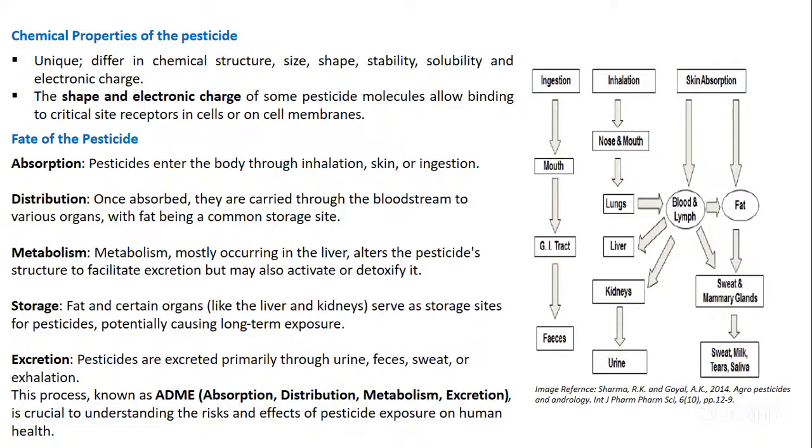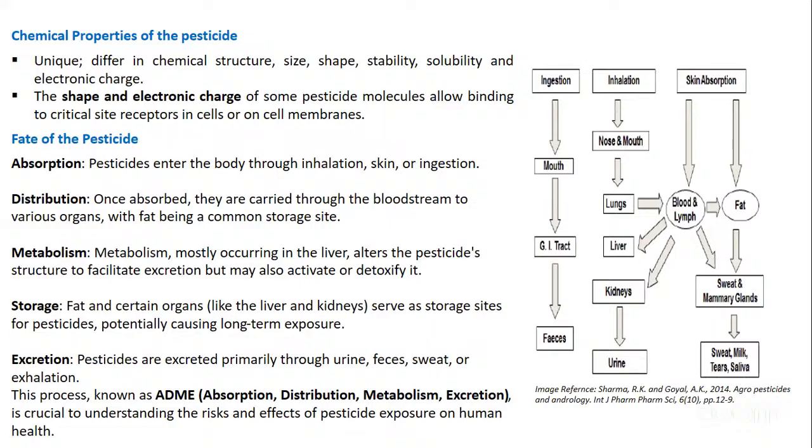So for example, the chemical structure of some pesticides make them fat soluble, while those of others make them water soluble. And the shape and electronic charge of some pesticide molecules allow binding to critical site receptors in cells or on cell membrane. So these and other variables often lead to significant differences in biological responses to pesticides.